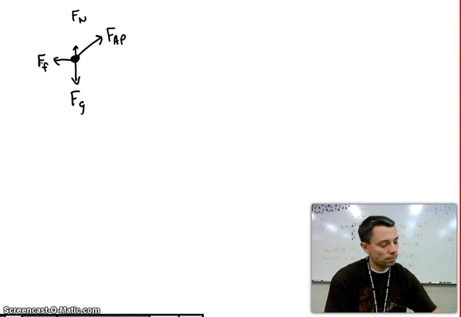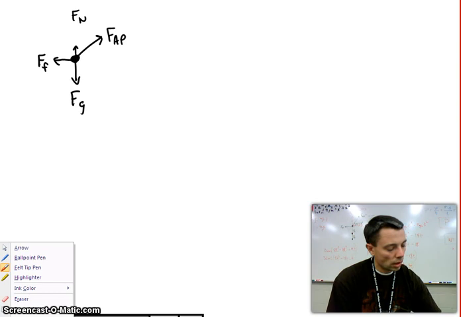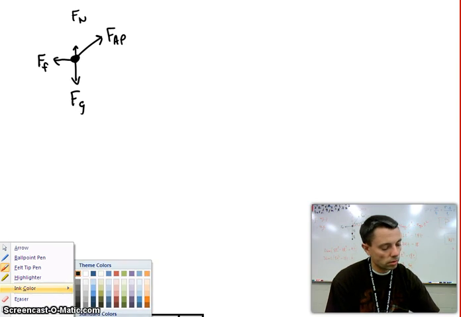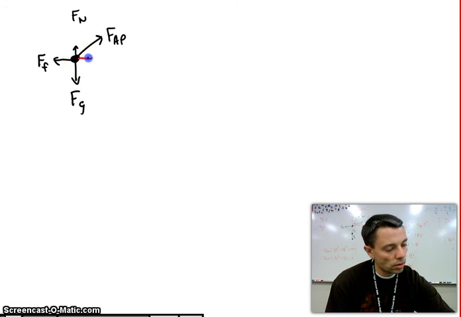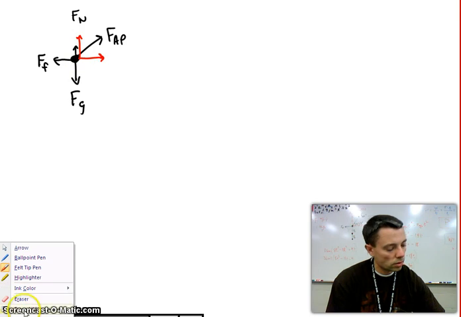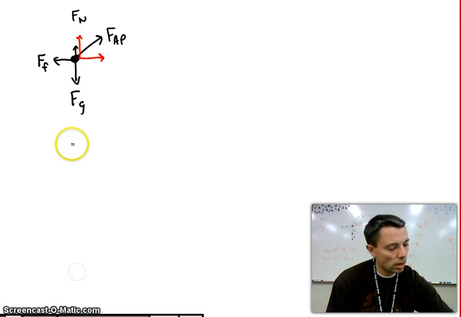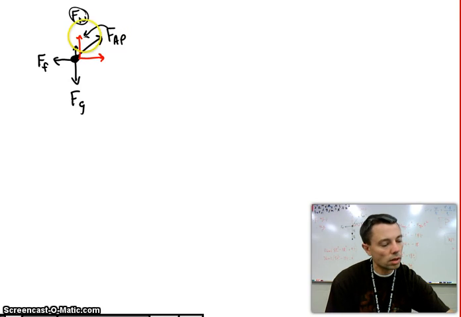Now, ultimately, I look at it and I say, what is my direction? In other words, this one has a component going this way, this one has a component going this way. When I look at this, I say, hey, I've got a force normal, I've got a component of this force that acts this way.